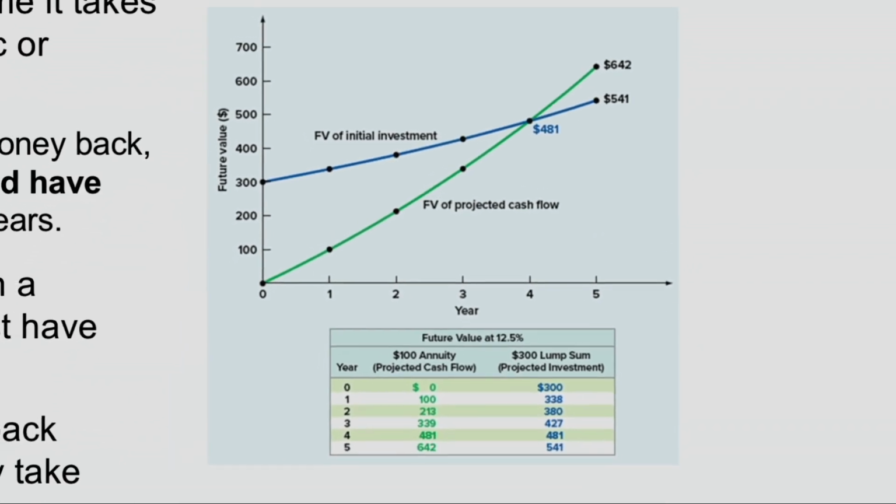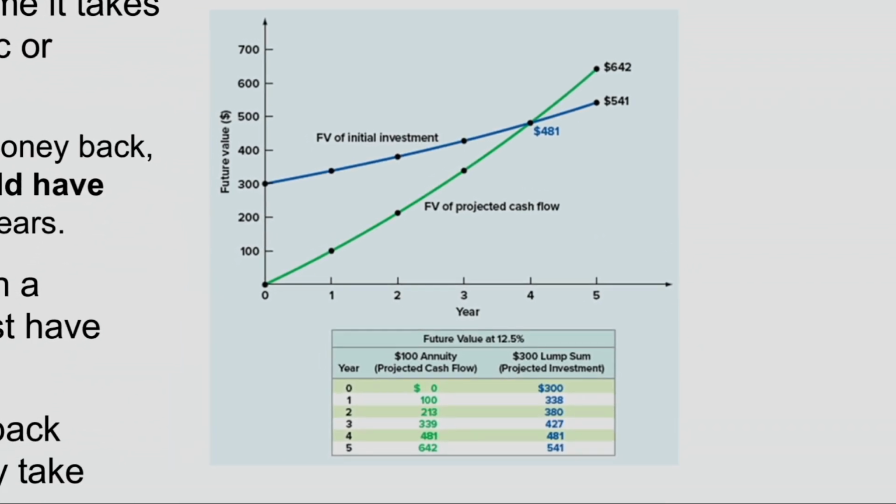If we look at this, here we can see that obviously our investment of $300 grown at 12.5% for 5 years is going to be worth $481. And we also note, not for 5 years, 5 years is worth $541. We also see the crossover point here with the projected cash inflows.